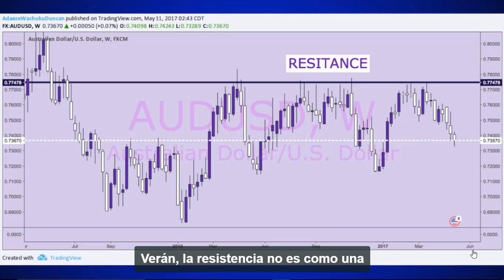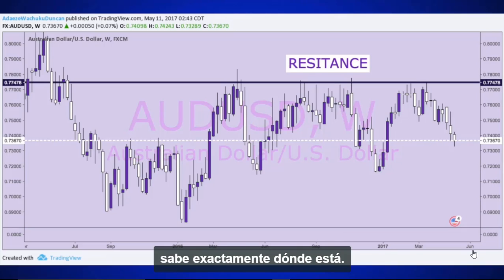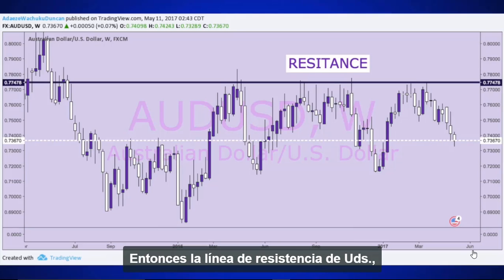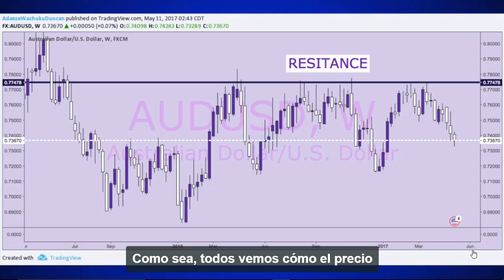See, resistance is not like some specific or some special, magic line that everybody knows exactly where it is. Most people are all looking in similar places. So your resistance line, let's say I draw it where you see it right here on the screen, and maybe you drew it a hair above that, and maybe somebody else on the other side of the globe drew it a hair below. Nonetheless, we all see how price is struggling in that region. And so that is why we draw a resistance line there. That resistance line is just a symbol that this is an area where price is seemingly struggling. Okay, does that make sense?